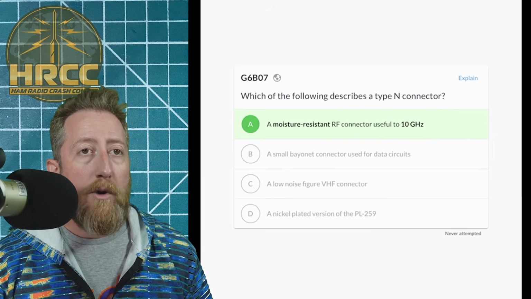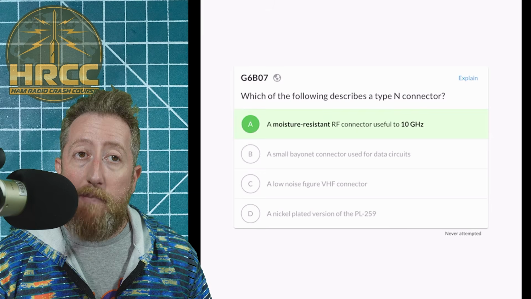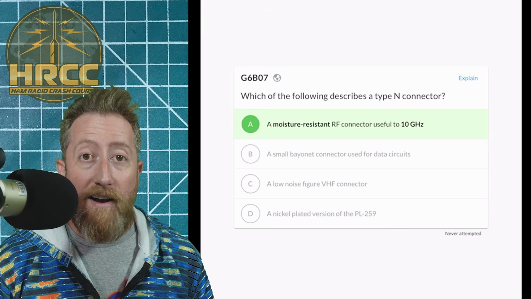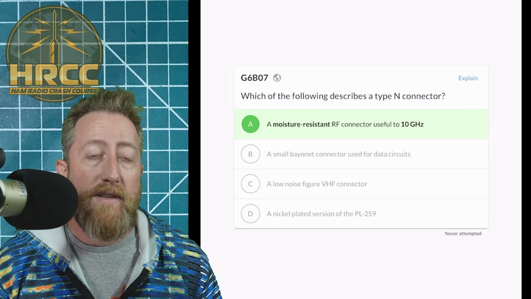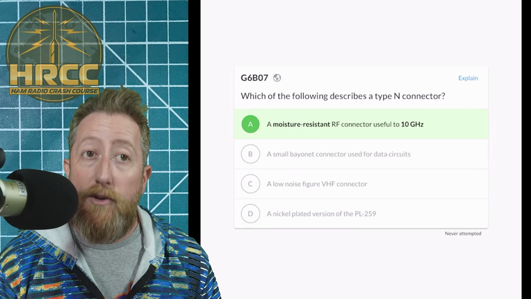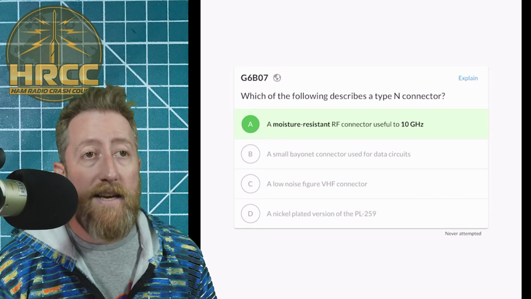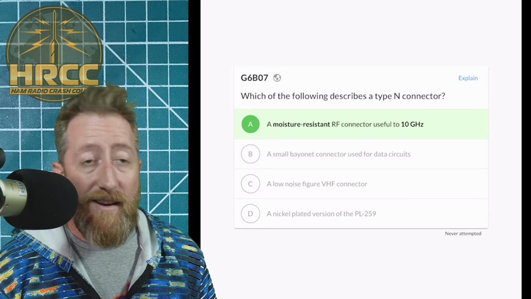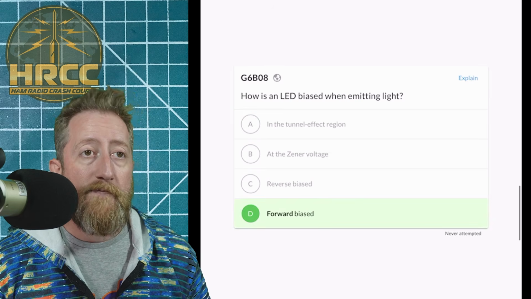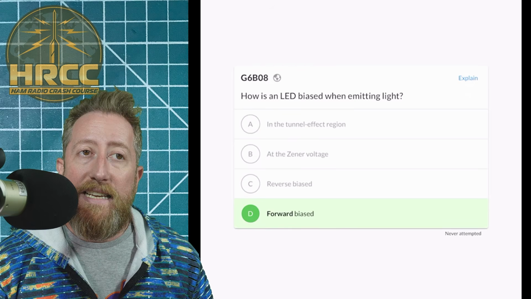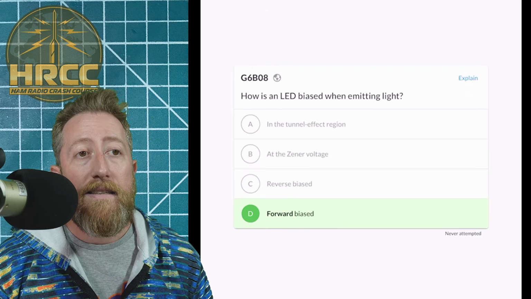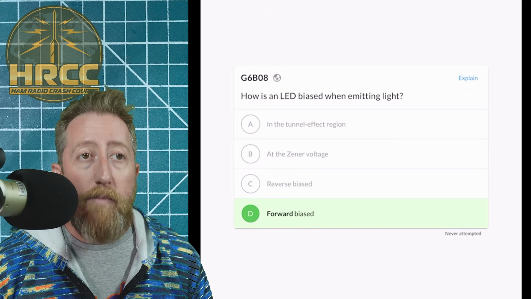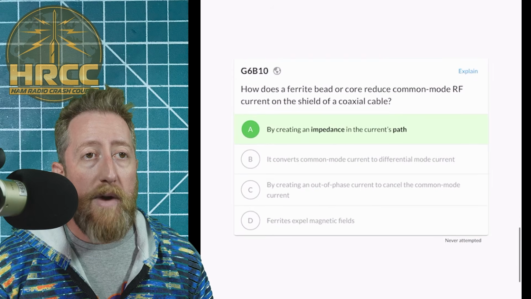Question 7, which of the following describes a Type N connector? We just talked about Type N. A moisture resistant RF connector useful to 10 gigahertz, 6 more gigahertz than the BNC. Question 8, how is an LED biased when emitting light? And it is D, forward biased. It's a diode, forward biased.